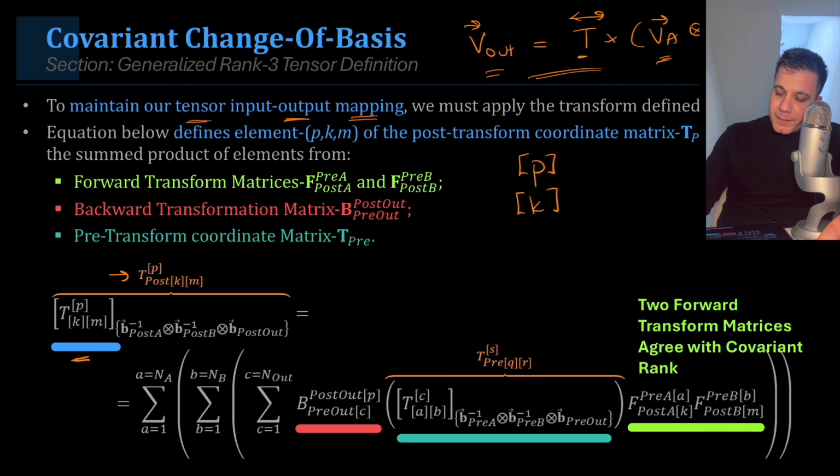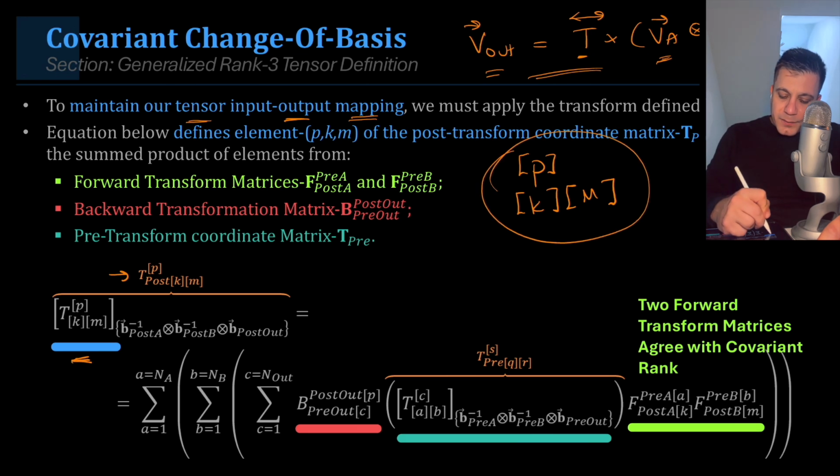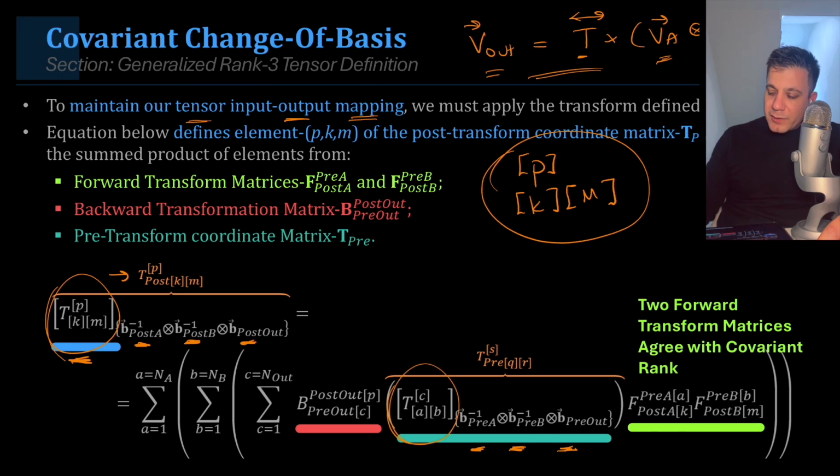K, M, a single element of the post-transform coordinate matrix in terms of, now you can see here that these subscripts don't match these subscripts because this is defined in terms of the post-transform basis, this in terms of the pre-transform basis. Okay, so this is a single element of the post-transform matrix. This is a single element of the pre-transform matrix.